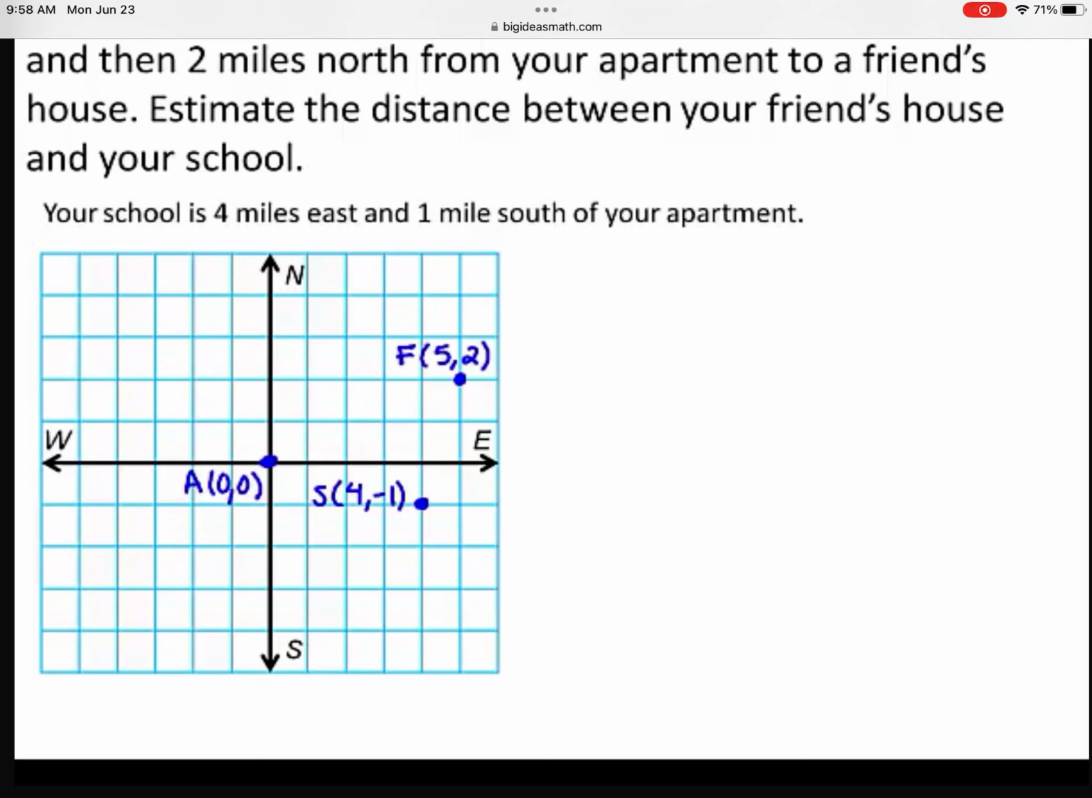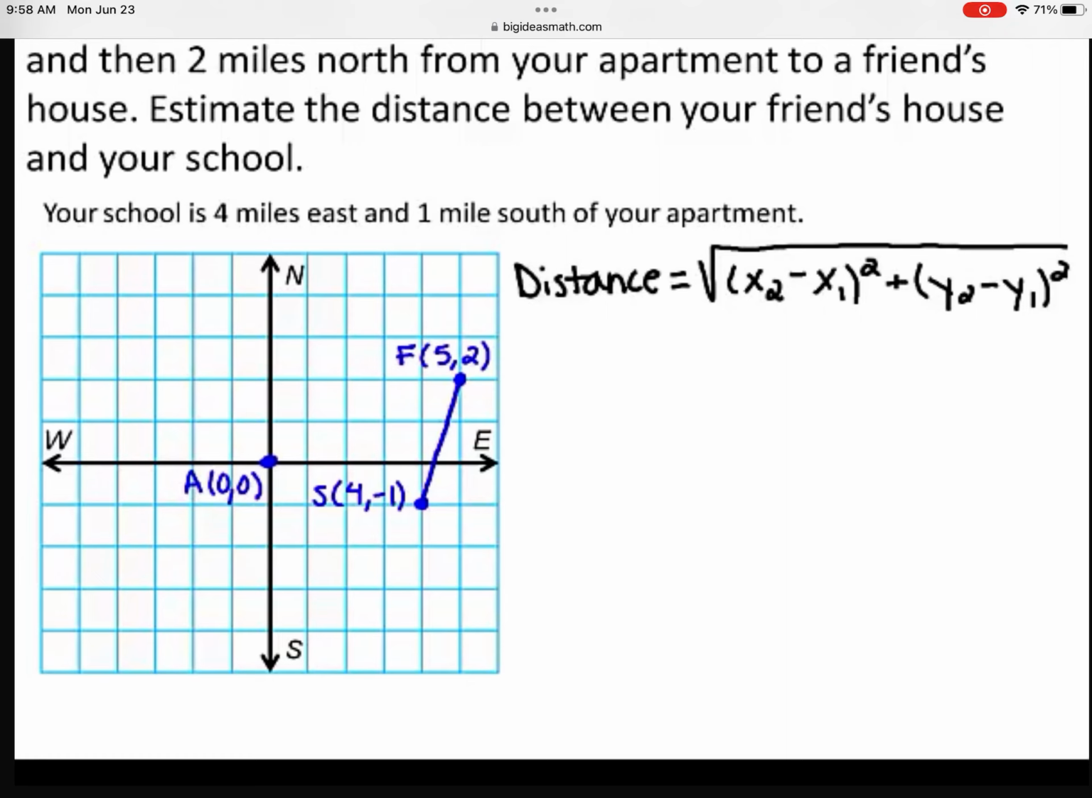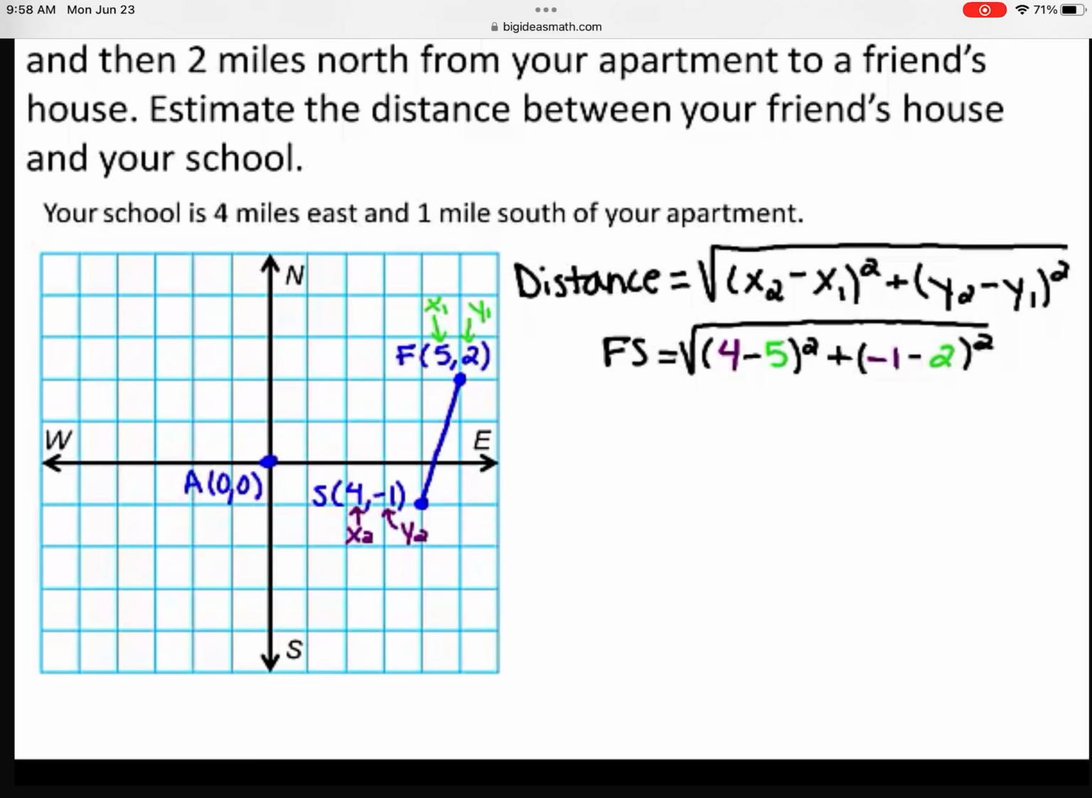Now, to find the distance between points F and S, or the length of segment FS, you can use the distance formula. Let x1 equal 5, y1 equal 2, x2 equal 4, and y2 equal -1. You can substitute these values into the distance formula. Now you can simplify. 4 minus 5 gives you -1, and -1 minus 2 gives you -3.